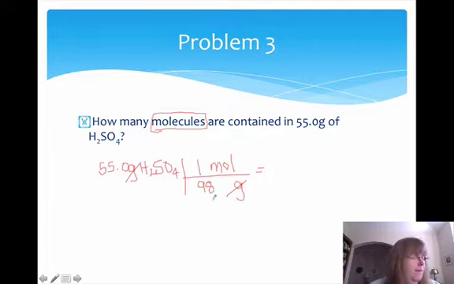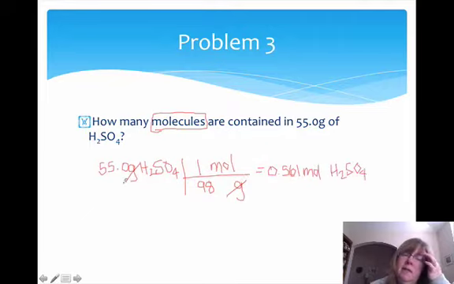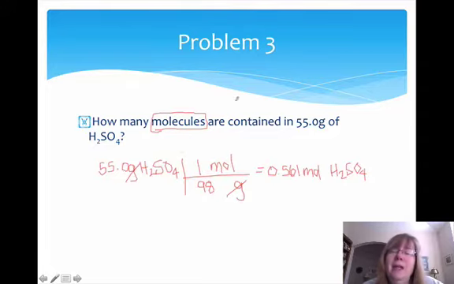We get 0.561 moles of sulfuric acid. Again, a whole mole weighs 98 grams. This is 55 grams, so it's about a half a mole. There we go. But they wanted molecules, so we're not done. There's an extra step here.